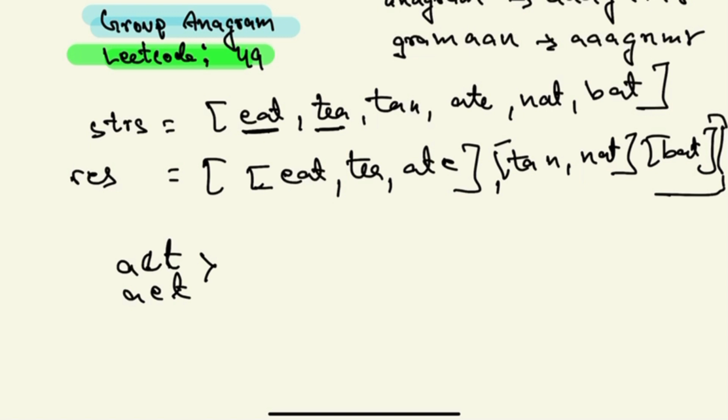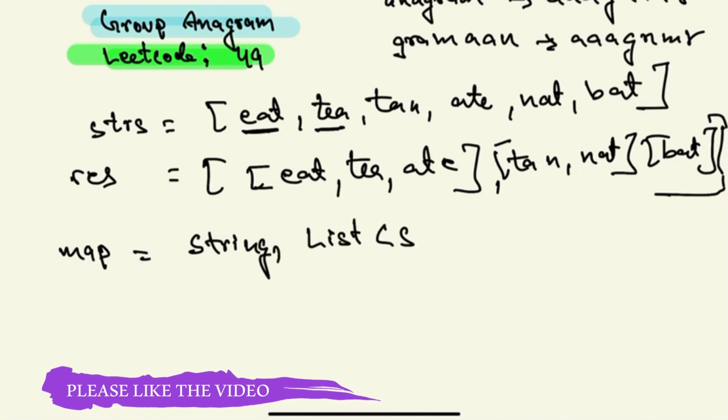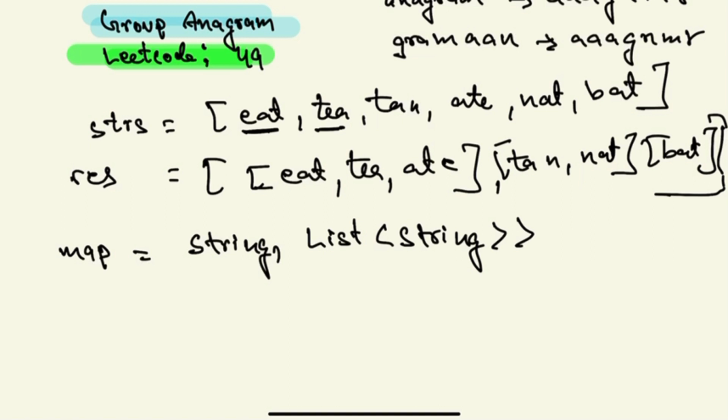In a similar manner, in order to form a key so that we can put it in a map, let me clearly write down what we are trying to do. Let's say we have a map here and the structure of the map is string, which will be your key, and then list of string, which will hold the group of anagrams. So this is your structure.